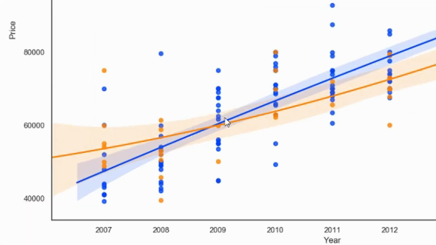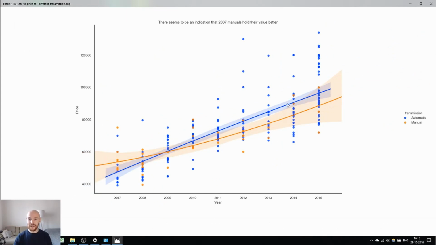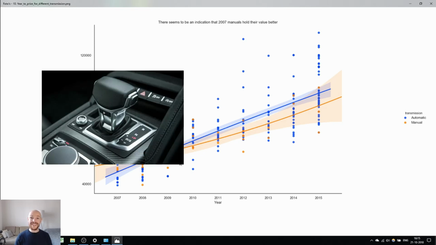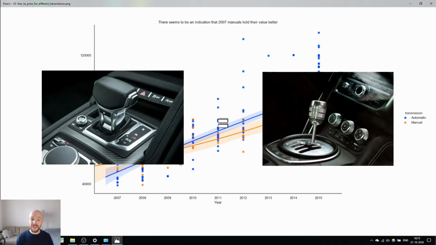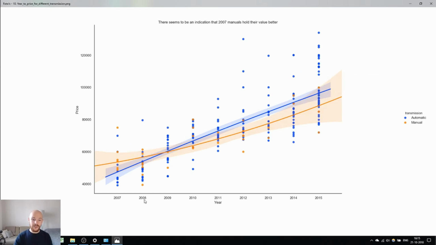An interesting thing is happening on this graph, mainly this crossing point. What you see here is that first of all, the slopes of the two lines are more or less equal, meaning that from 2015 till 2009, both automatic and manual cars depreciate at the same rate. However, if we look at 2008 and 2007, we can see that the orange line is actually crossing over the blue line. So this seems to be giving a clear indication that the manuals actually decrease less than the automatic ones and are holding their value better.